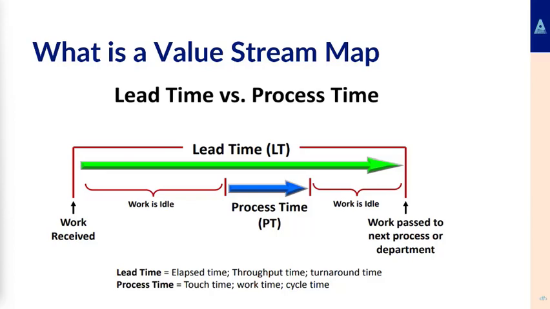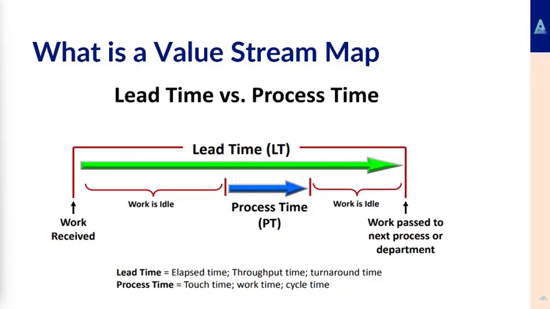So this slide talks about, back to our lead time versus process time. Just down at the bottom, lead time can be explained by throughput time, turnaround time, and there's a couple of different descriptions of it, but generally lead time is what we use in the construction industry. Process time, work done, is touch time, work time, or cycle time. So work time is the amount of work you actually spend doing that exact activity.